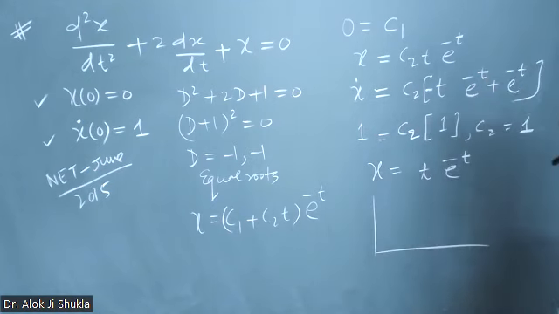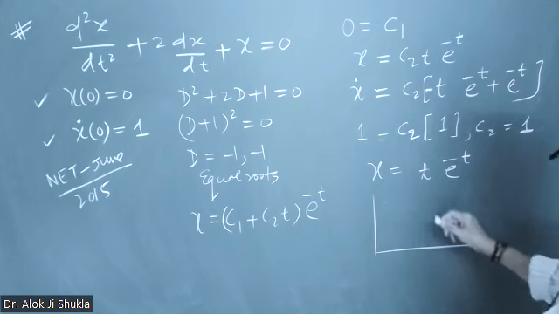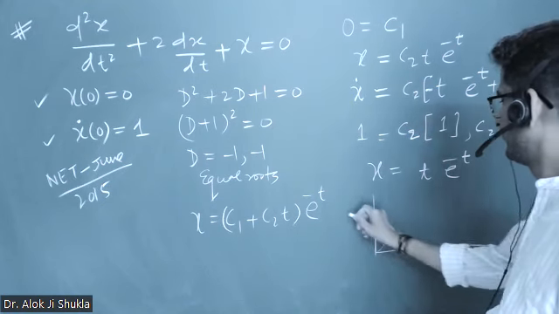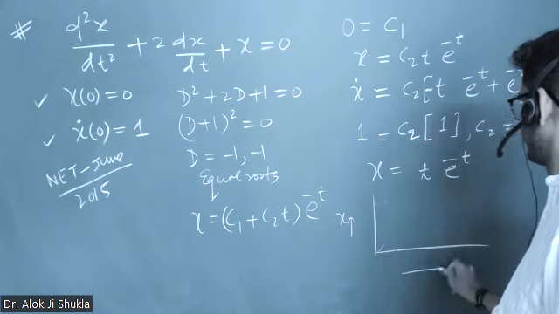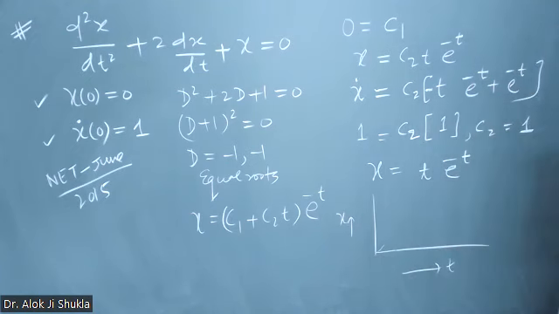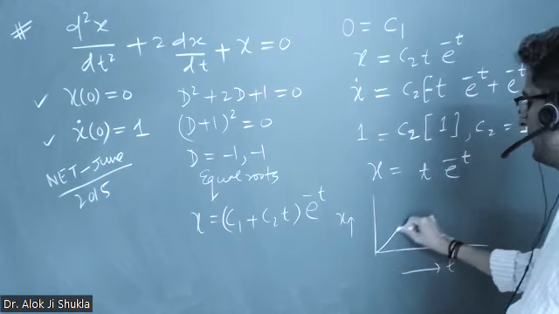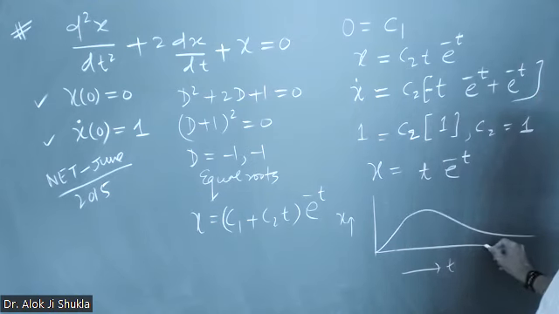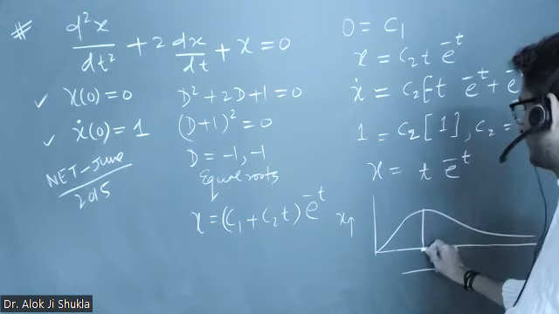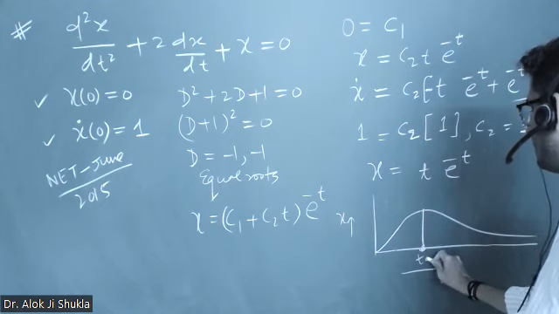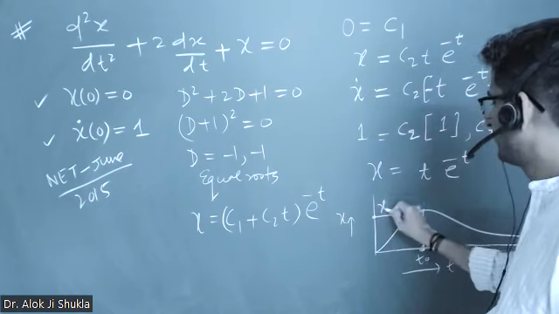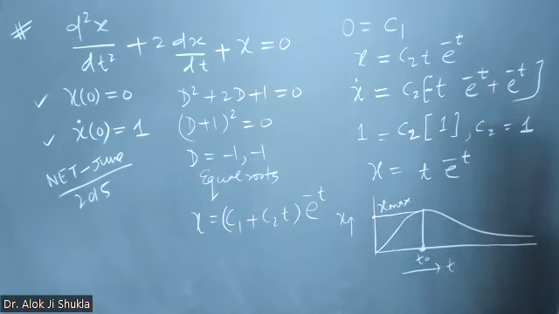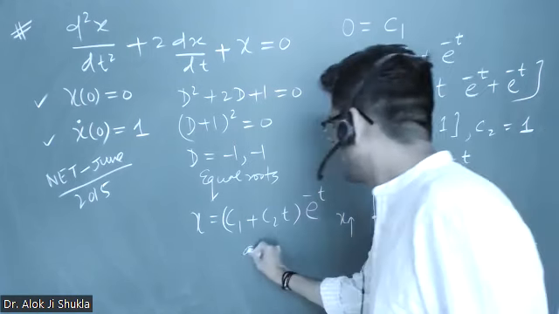And how will the graph look? Initially it will go like a straight line, because when t is small, e to the power minus t will be like 1. So it will go like this, but then at t infinity it has to become 0. So finally it will drop like this. It will attain a maximum at some value t naught, and that maximum value is x max. We can calculate these values by just maxima minima.